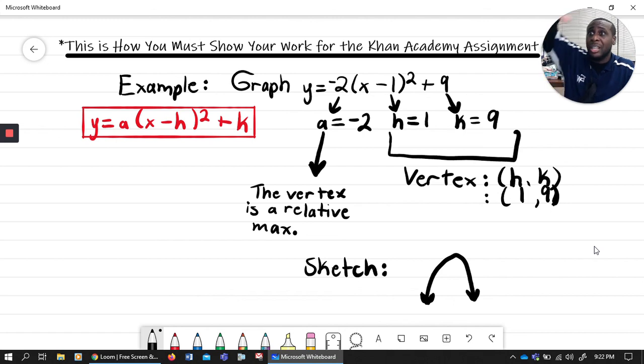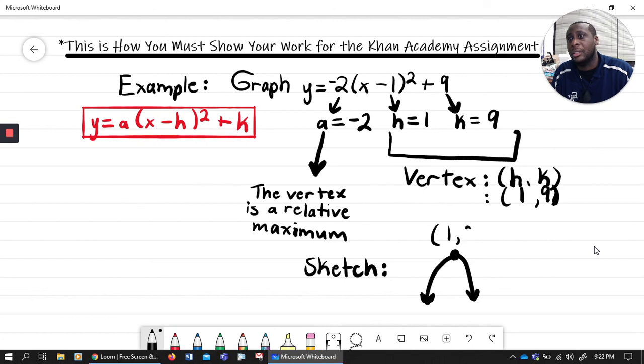So that's clearly a parabola that's opening down. That's going to have a maximum, a relative maximum, right? Relative maximum. All right, and again, the vertex there is going to be that point (1, 9). Okay, so you've got to do that when you're showing the work for me.